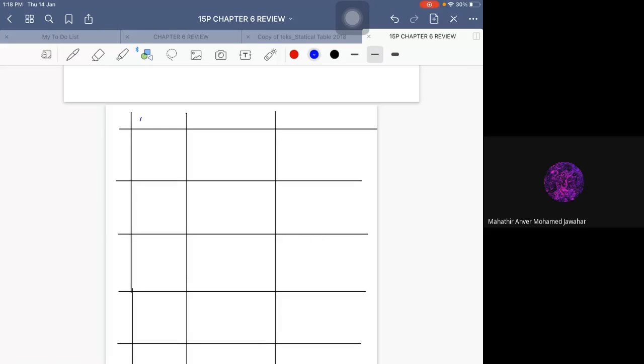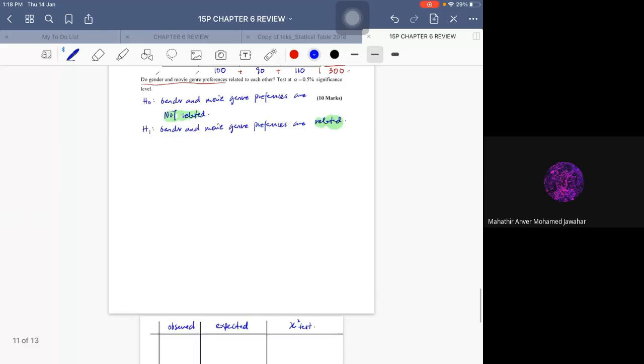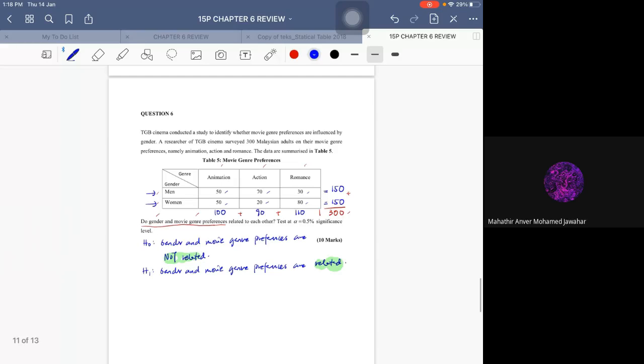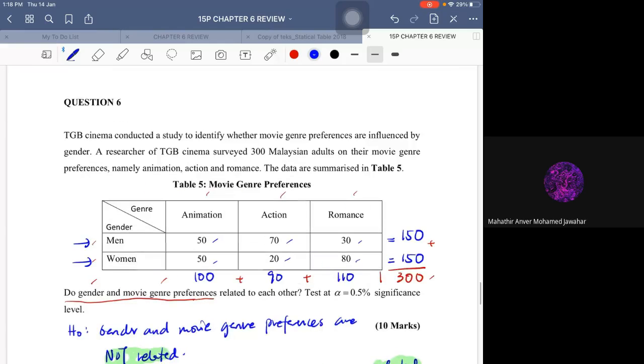So here, this is where I put all my observed value. And this is where I'm going to put my expected value. And this is going to be our calculation for the test statistic, like what I did before. Okay, when I name them, I'm going to name them according to their position.